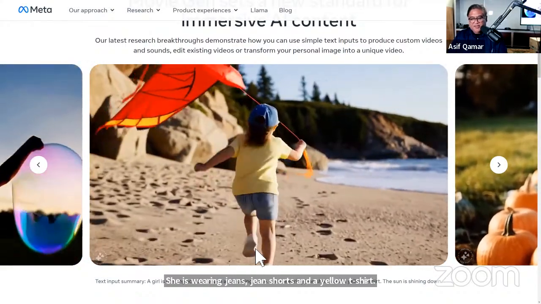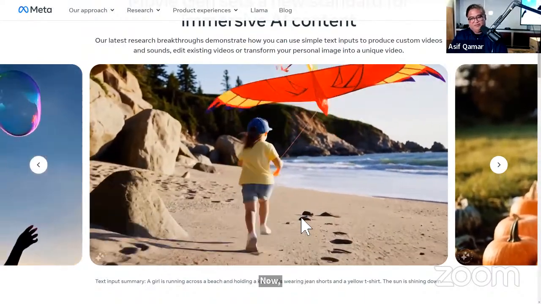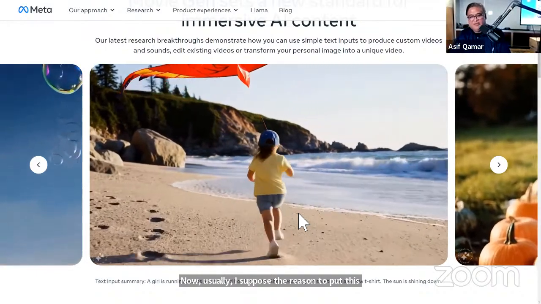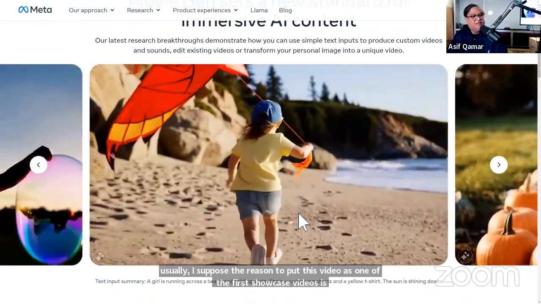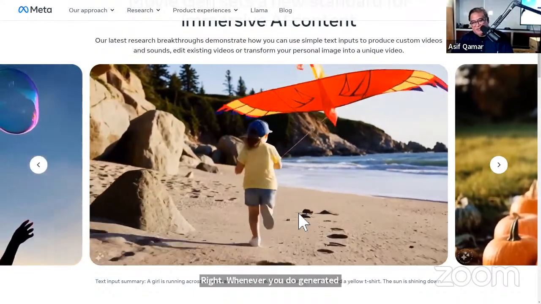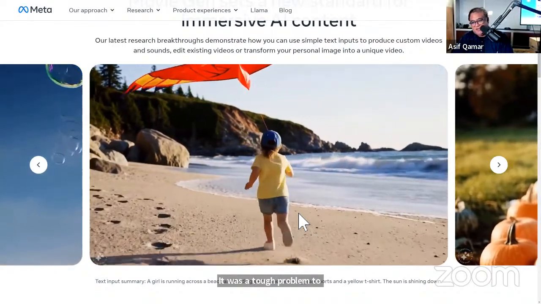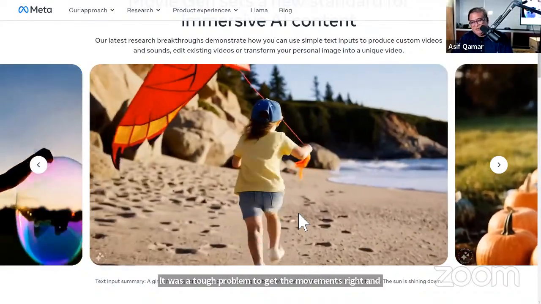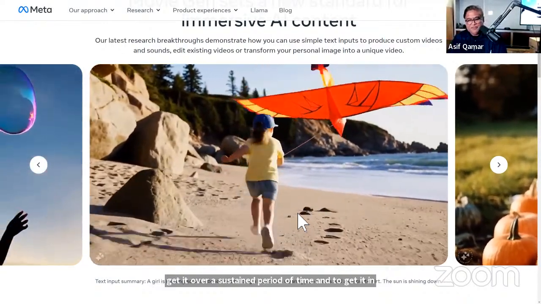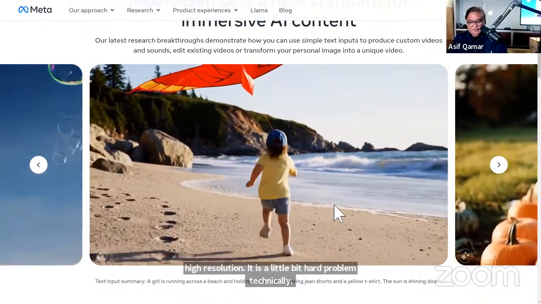Now, usually, I suppose the reason to put this video as one of the first showcase videos is it's hard to get the dynamics of running right. Whenever you do generated videos, it was a tough problem to get the movements right and to get it over a sustained period of time and to get it in high resolution. It is a little bit hard problem technically. And as you can see, they seem to have gotten it right.